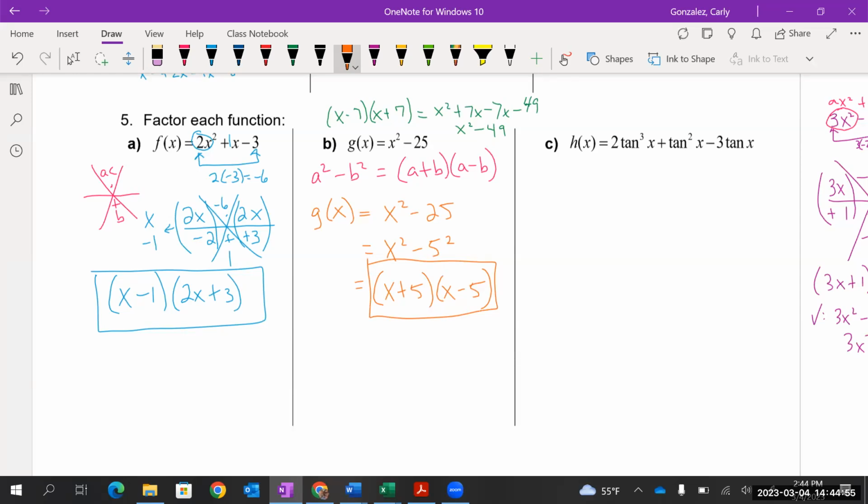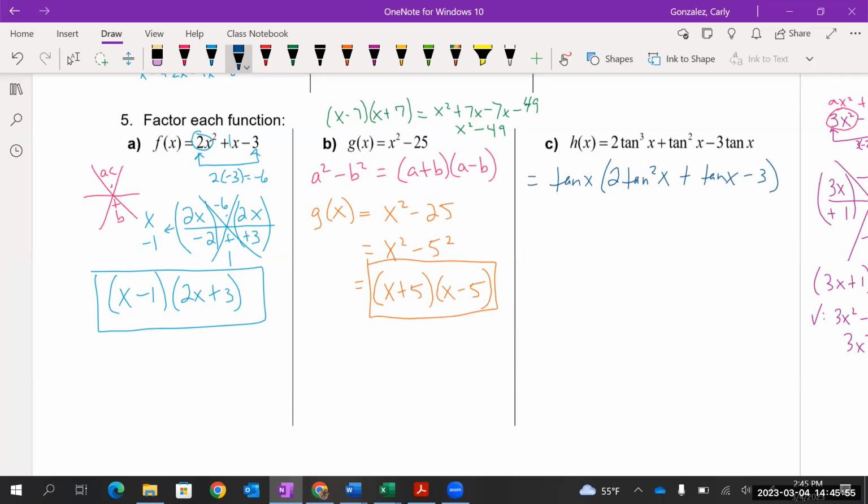And for our grand finale of factoring, we have h of x equals 2 tangent cubed x plus tangent squared x minus 3 tangent x. So let's go ahead. We have a GCF here. So that's the first thing. As soon as you see that cube, you think, oh, is there a GCF? Because that would be nice. And there is. So notice we can't pull any numbers out, but each term has a tan x. So I'll go ahead and first factor out a tan x. And we're left with 2 tangent squared x from the first term, just a tan x in the second term, and minus 3 from that third term, since the tangent x was factored out.